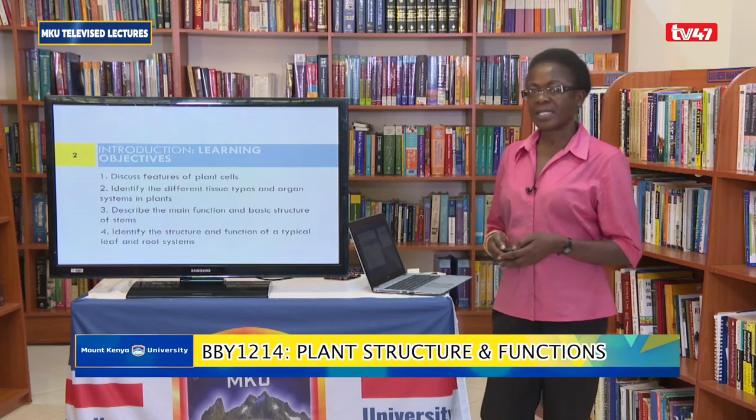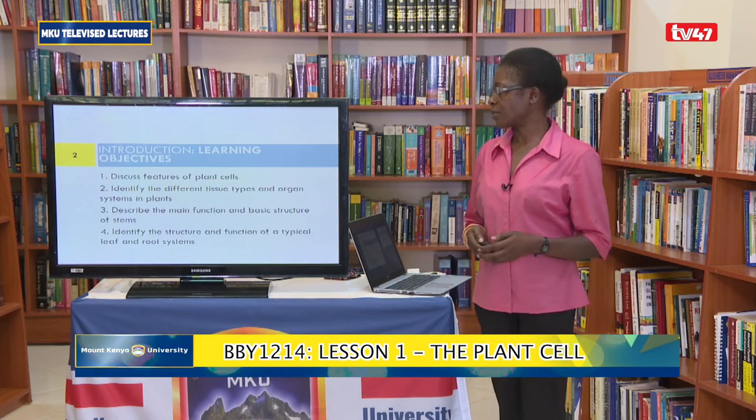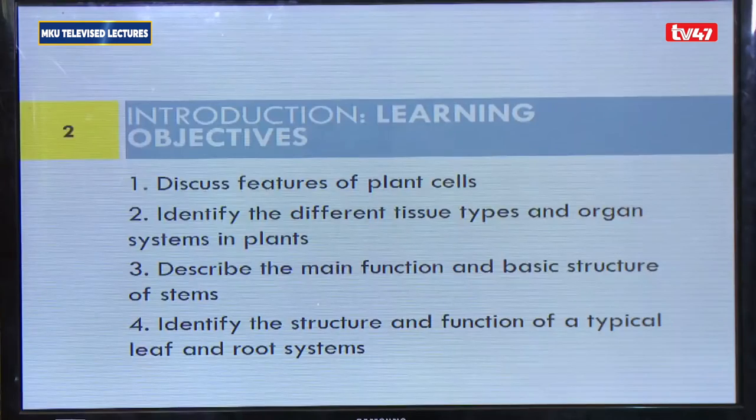So under this particular unit, plant structure and function, we shall look at the following. We'll discuss the features of plant cells. We shall look at the different types of cells in plants and the tissues of plants. We shall describe the main function and the basic structure of the plant organs, that is the stem, the roots, and the leaves.